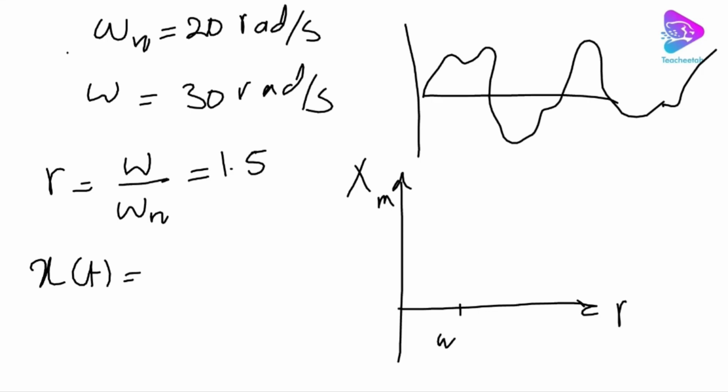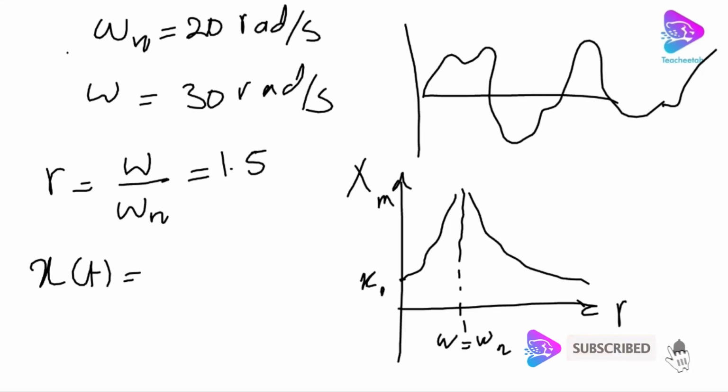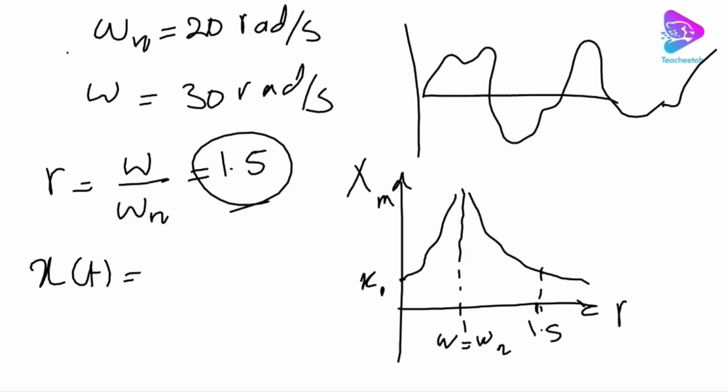Imagine the case that omega is omega n and R is equal to 1. We will find the case that we have a resonance in the system. For this case, the response goes to infinity. So why is it important? For our case, R is 1.5, which means it is somewhere here. So the max amplitude is limited to a specific value, not necessarily equal to x naught. It's a different value, right?